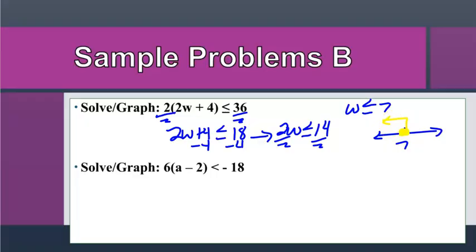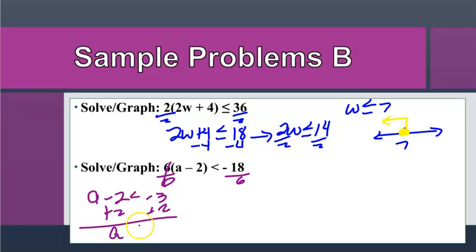Next, to get the parentheses by itself, I'm going to divide by 6 on both sides. And I'm left with a minus 2 is less than negative 3. Add 2 to both sides. a is going to be less than negative 1. Number line, we got negative 1. Open circle at negative 1, less than goes to the left.